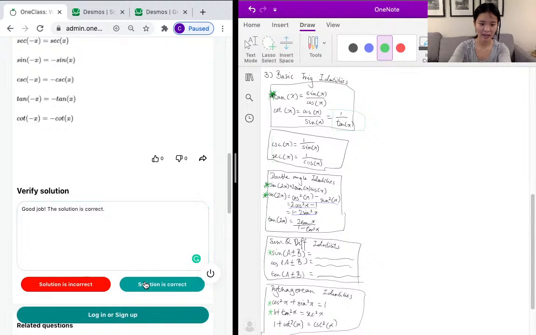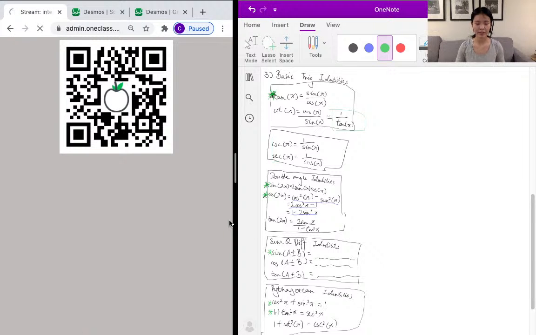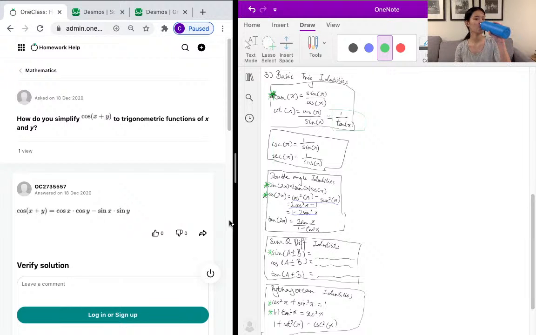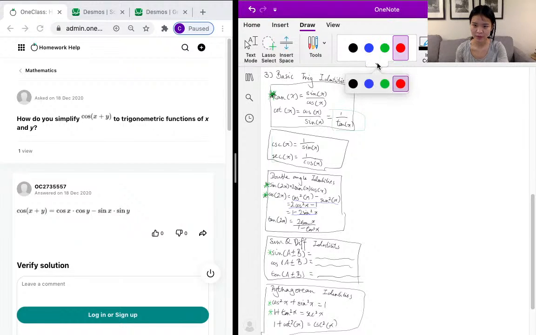Alright, that's our third problem about basic trigonometric identities. Let's check what other questions are asked. Oh, that's perfect. The next question asked was, how do we simplify cos of x plus y to trigonometric functions of x and y? We actually just covered it. Let's use another color of ink, blue here. We basically just covered it over here.